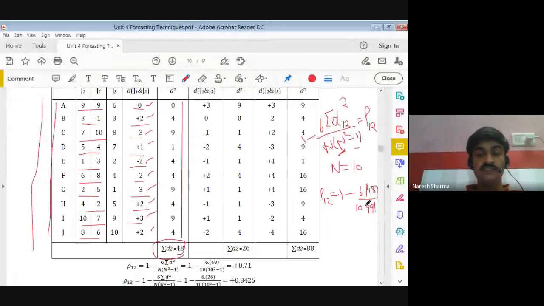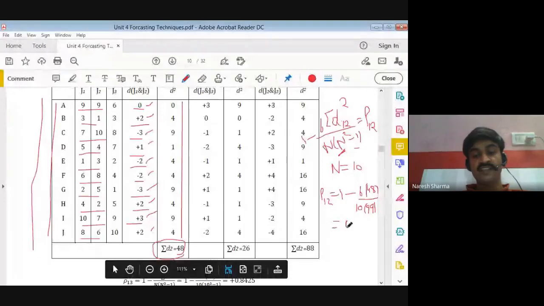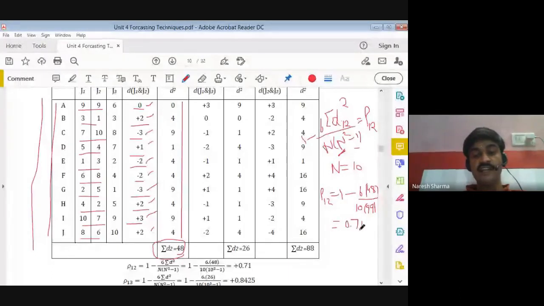Now just use a calculator, or you can just calculate this. This is nearly 0.71.